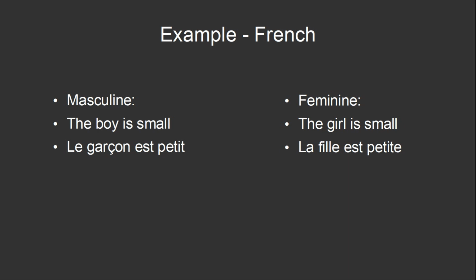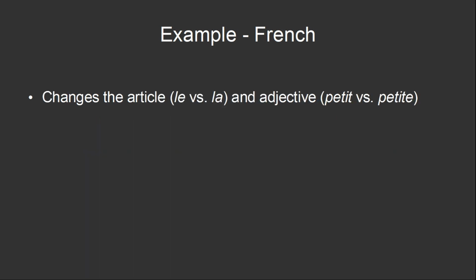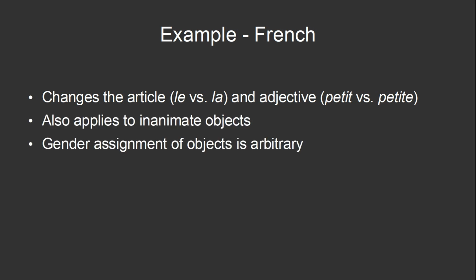To say the boy is small, we say le garçon est petit. To say the girl is small, la fille est petite. The forms of the article, le or la, and the adjective, petit or petite, change based on whether the noun is masculine or feminine. This doesn't just apply to people. All nouns in French are classified as either masculine or feminine.